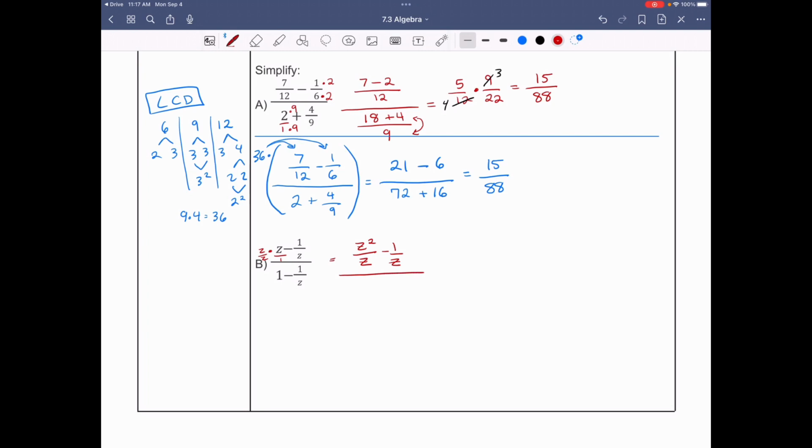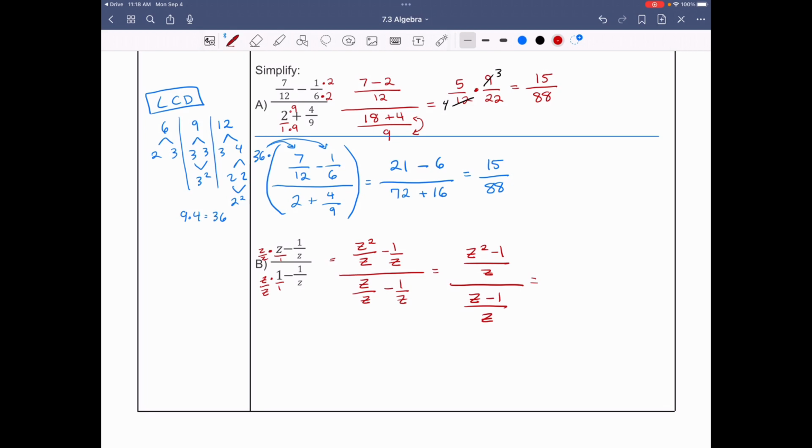Over, same concept, we have a z in the denominator, so we're going to multiply the 1 by z over z. Put a 1 in the denominator. That becomes z over z minus 1 over z. Now we can simplify. So that just becomes z squared minus 1 over z. And I have z minus 1 over z. I probably could have skipped straight to that step.